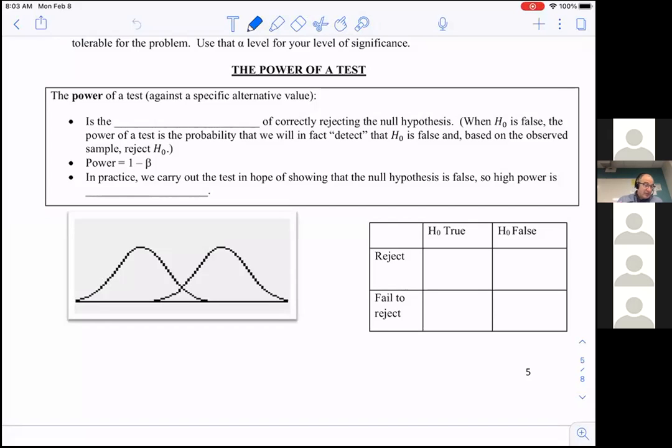So last time we talked about errors. Now errors is directly tied into the power of the test. So right now I think we'll just review what we have for errors.